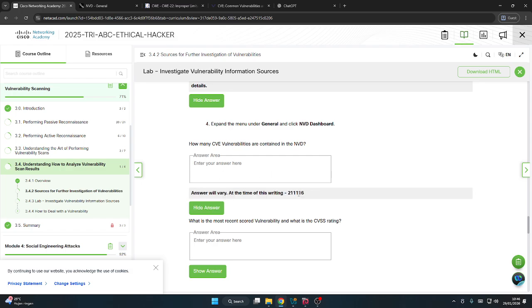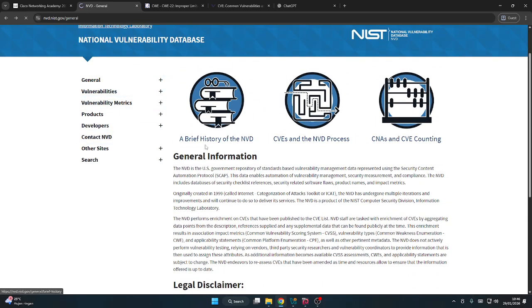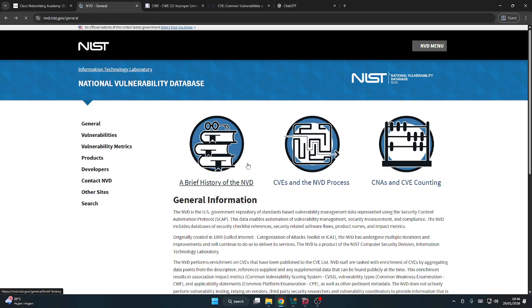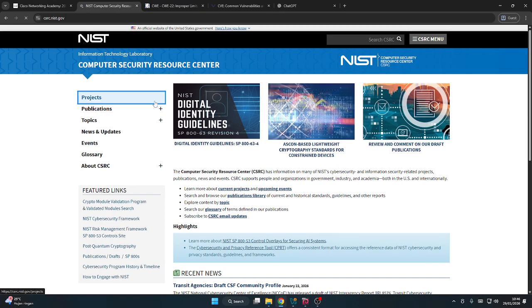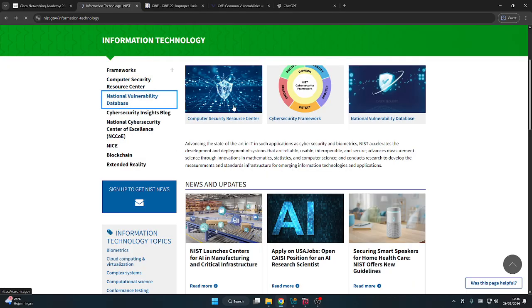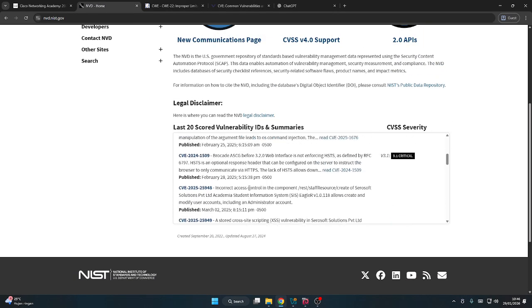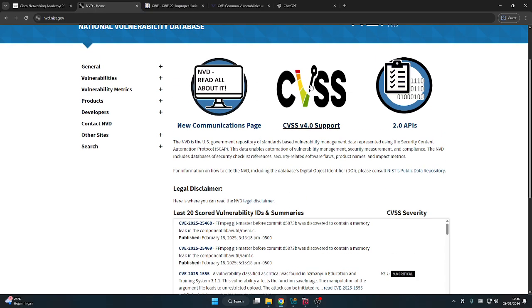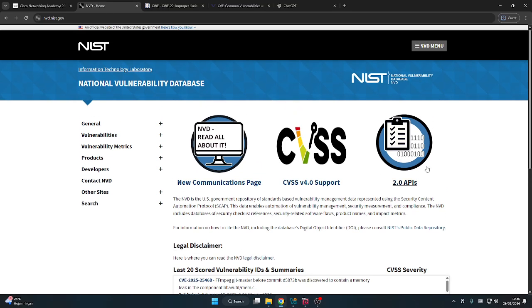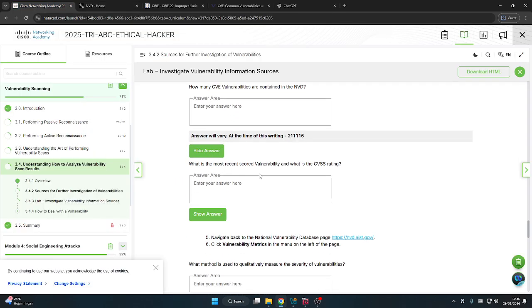Rating is wow. There are many, but there is no information about vulnerabilities. But on the general home page, they said there are the last 26 scored vulnerabilities. Maybe right now it has been hidden. But what is the most recent score? What is the CVSS rating?